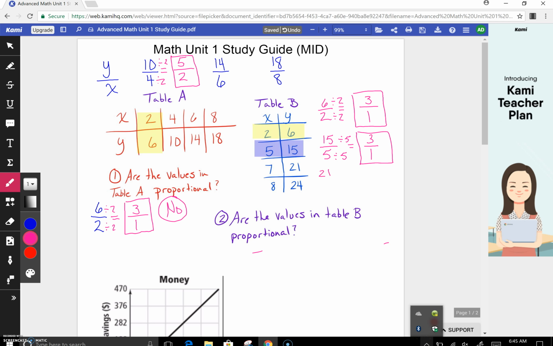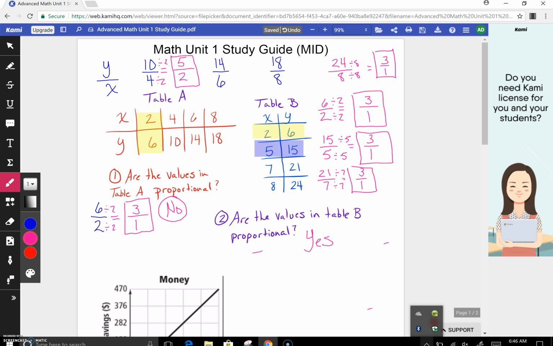So 21 over 7. Common factor of 7. It's going to give us 3 over 1. And last but not least, we've got 24 over 8. I'll jump up here with it. Common factor of 8 would simplify to 3 over 1. So all values in table B have a unit ratio of 3 over 1, a constant of proportionality of 3. So are those values proportional? Yes.